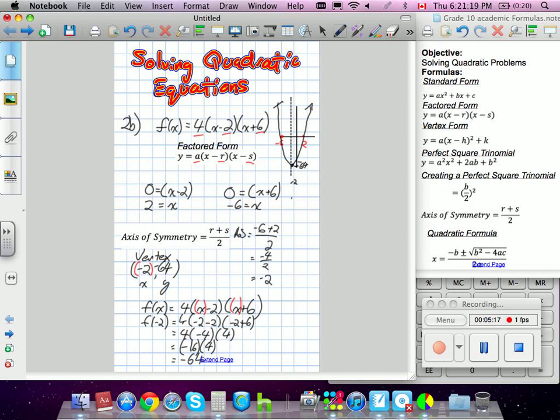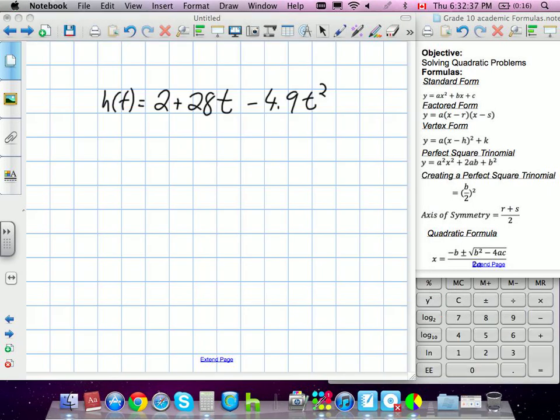Alright, another question is asking us for the maximum height of a football. This is modeling a football being thrown into the air, and they want the max height. Well, first of all, I've got to figure out which form this is in. When I look at them, I don't have two sets of brackets, so I'm probably not factored. And I don't have one set of brackets squared. So this looks kind of like standard form, but it's a bit backwards, right?